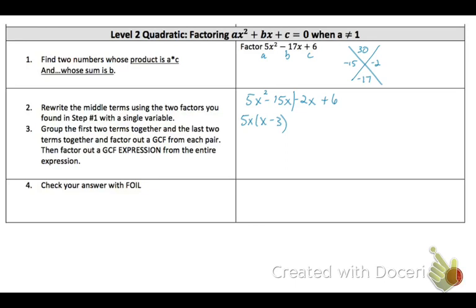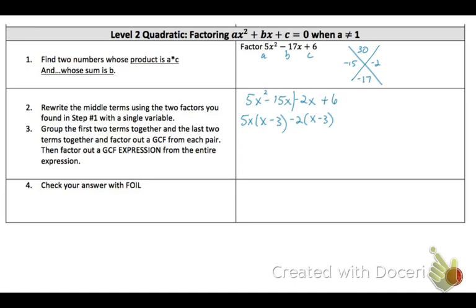Now I look at my last 2 terms, negative 2x plus 6. I can factor out a negative 2. And if my first term that I'm looking at here, it's the third term in our quadratic, is negative, I'm going to factor out a negative. So I factor out a negative 2. I open my parentheses, and what I have left is an x, and then 6 divided by negative 2 is negative 3. Then we factor out our greatest common factor expression.